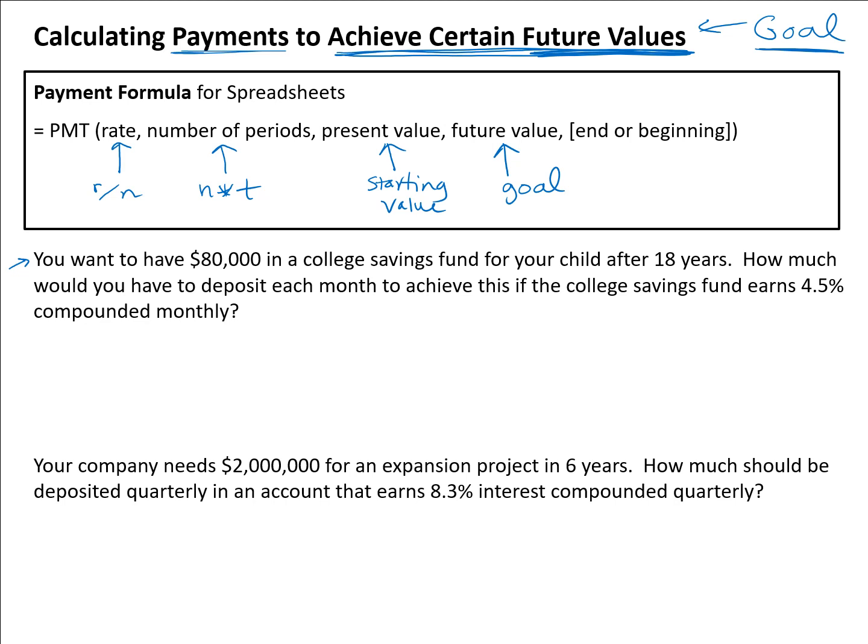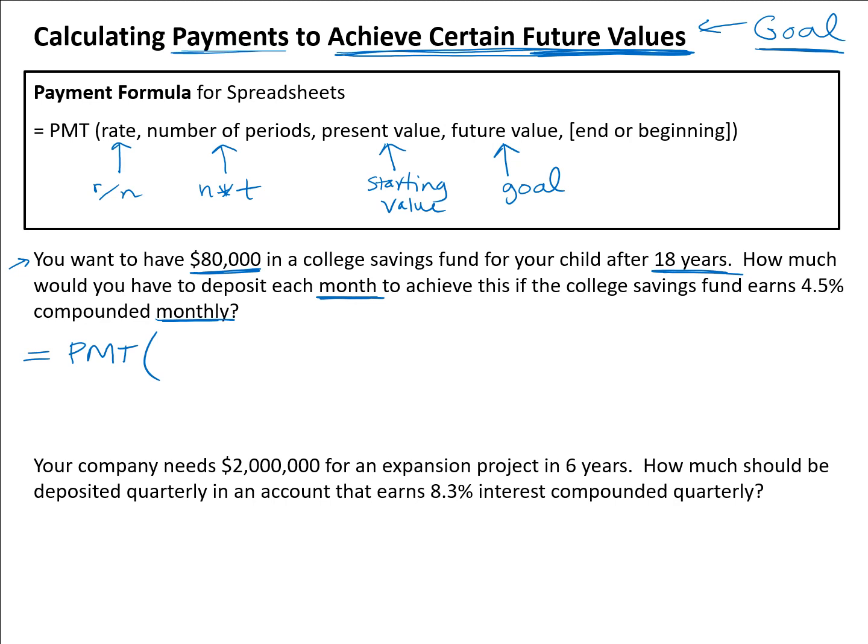Let's say you want to have $80,000 in a college savings fund for your child after 18 years. How much would you need to deposit each month to achieve this if the college savings fund earns 4.5% compounded monthly? Well, let's use this payment formula. Start with an equals PMT for payment. We're going to enter in our rate, but it has to be the rate based on how we're depositing the money and earning interest on it. So we're earning interest monthly.